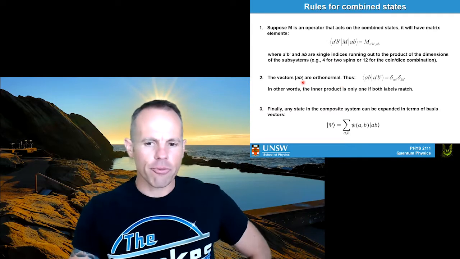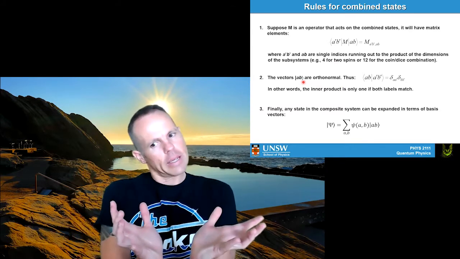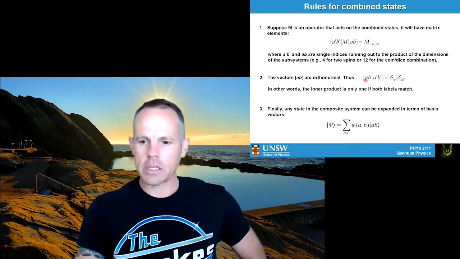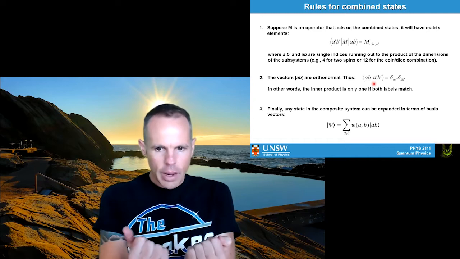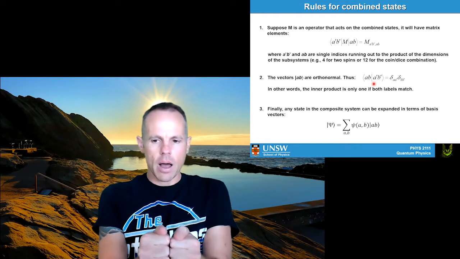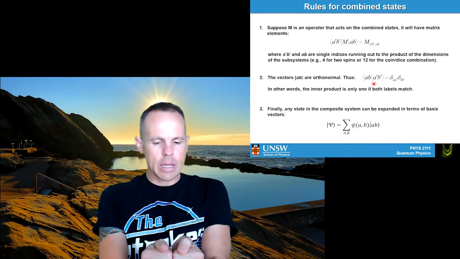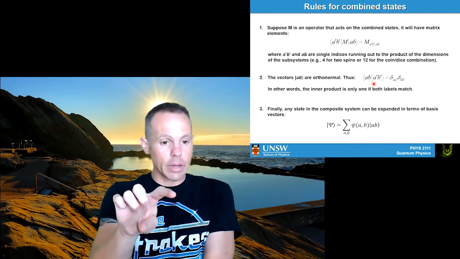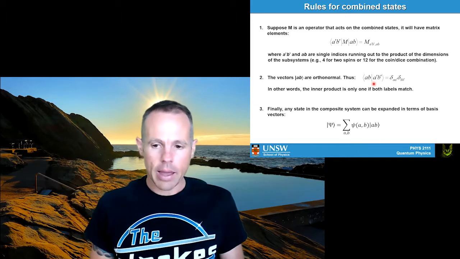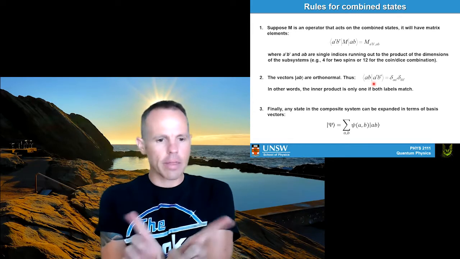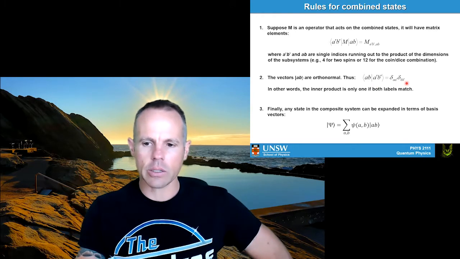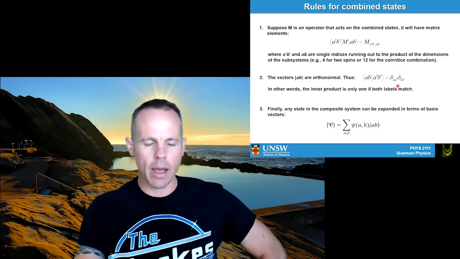We also have vectors in this combined space, and we're going to make them orthonormal, okay? What that means is that if they have the same labels A B, then they're parallel to each other and the inner product is equal to 1. And if they have different labels from each other, then they're orthogonal to each other and the inner product is 0, okay?